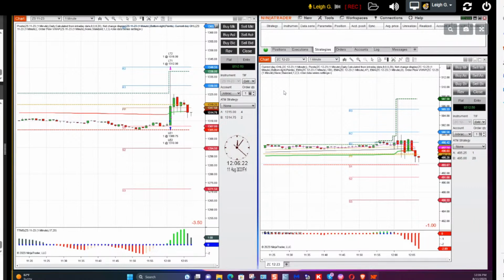But my goal for next WASDE and next quarterly grain report is we need to figure out how to calculate limit up and limit down properly on ZC and ZS. It's a must.